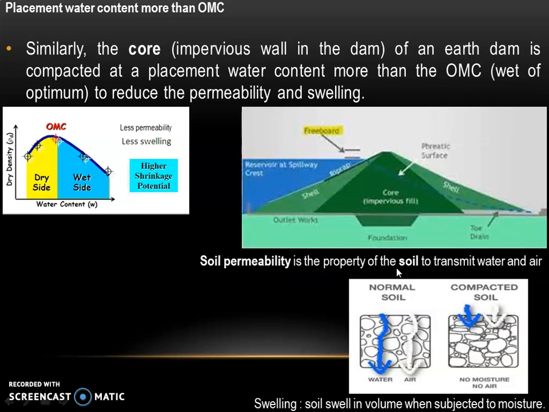We know that soil permeability is the property of the soil to transmit water and air. So for normal soil, permeability is more, and we can see here that the water and air is permeating throughout the thickness of the soil. But whereas for compacted soil, the flow is restricted and it is only till the top layer. So the soil used in core should have less permeability. And swelling is nothing but increase in volume when subjected to moisture. So even the soil used in core should have less swelling.